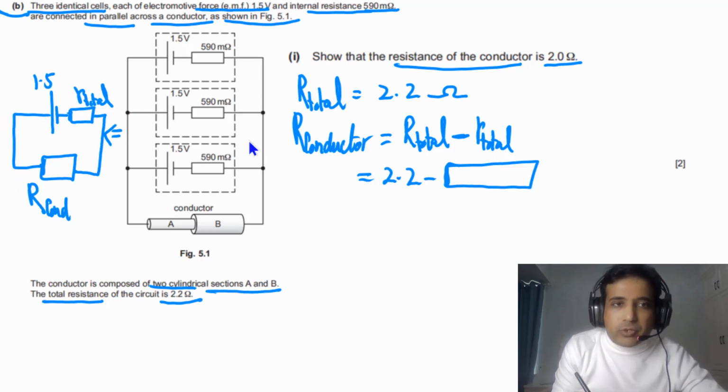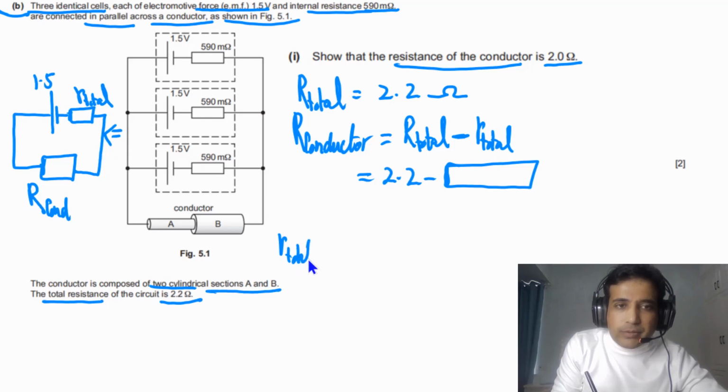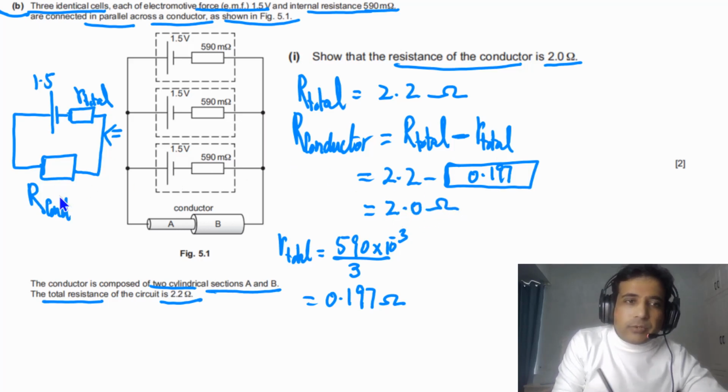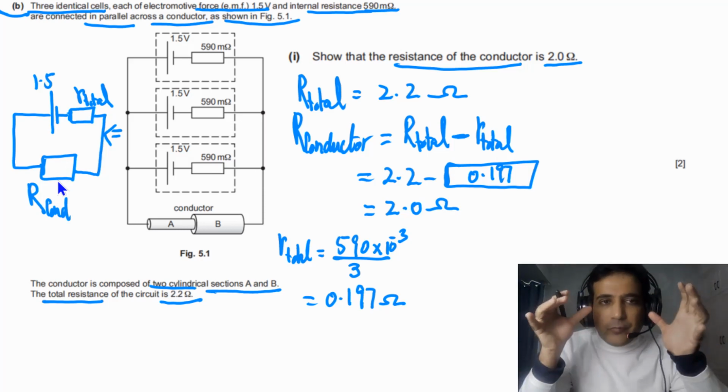So we need to find out small r total. As these internal resistances are connected in parallel, r total in this case will be equal to 1 resistance divided by the number of resistors. We will get our final answer, that will be equal to 0.197 ohms. We can write this value here, and this is about 0.2. So the final answer will be 2.0 ohms, and this is the resistance of this resistor. This is how you need to approach this type of problem when cells have internal resistance.